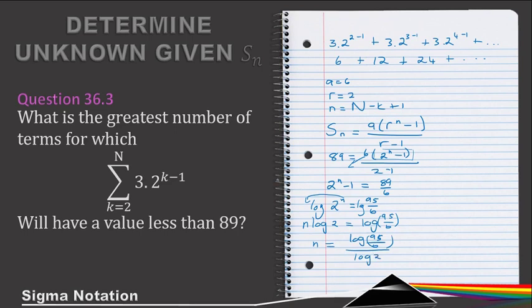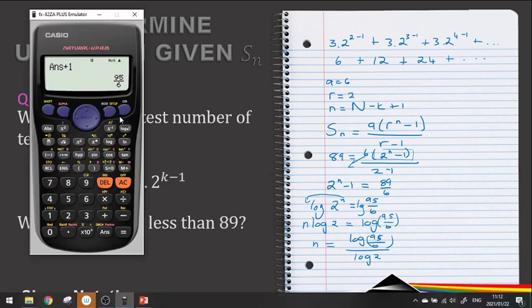Okay, so let's work that one out. We have our brackets, then log, fraction, 95 over 6, over log 2. Okay, so that gives us 3.98.